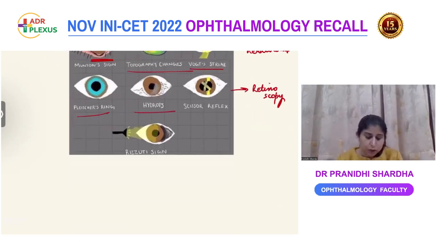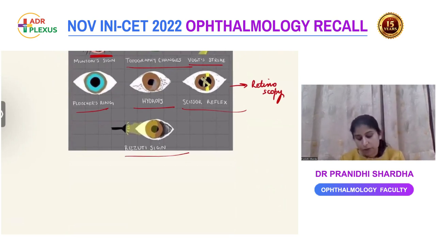Fleischer's ring. Hydrops: basically when there is accumulation of fluid in the corneal layers, it is known as hydrops. Scissoring reflex is seen on retinoscopy. And Rizzuti's sign: when we throw a flash of light from the lateral side of the eyeball, we can see a conical projection on the nasal side, which is known as the Rizzuti sign. These are some of the classical signs seen in keratoconus.